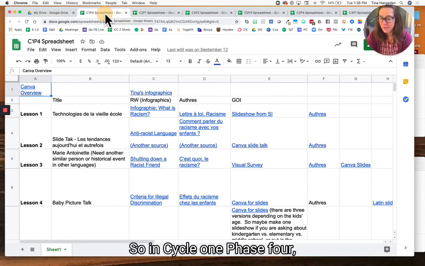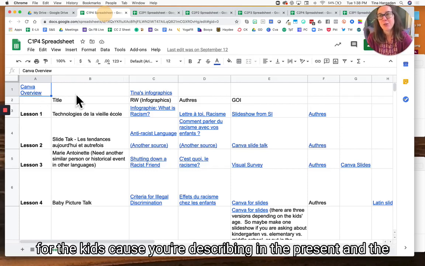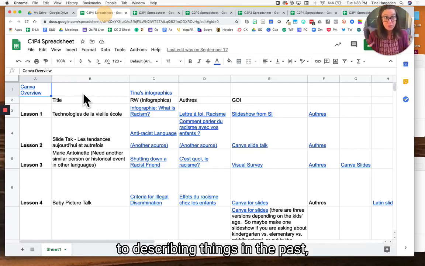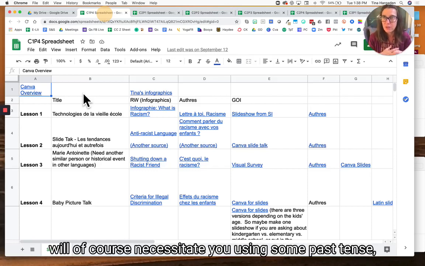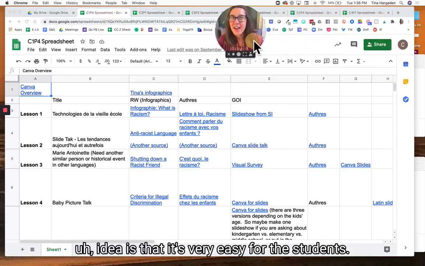So in Cycle 1, Phase 4, it is basically still description, and it's kind of a culminating experience for the kids, because you're describing in the present and the past. So you're moving on to describing things in the past, which will of course necessitate using some past tense. But the idea is that it's very easy for the students.